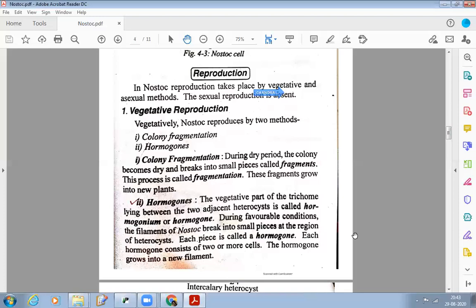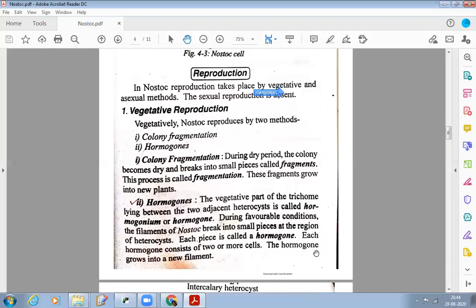During favorable conditions, the filament of Nostoc breaks into small pieces at the region of heterocysts. So heterocysts are the breaking points of the filament. Each piece is known as a hormogone. This hormogone comprises more than three vegetative cells, each hormogone consisting of two or more cells.